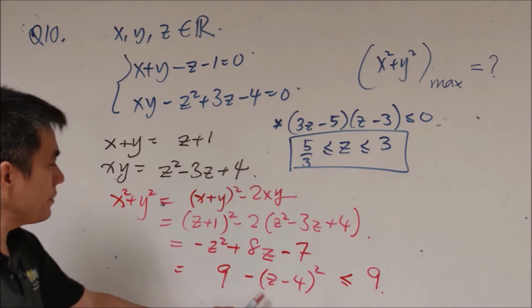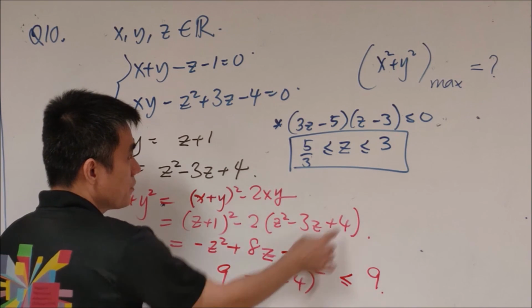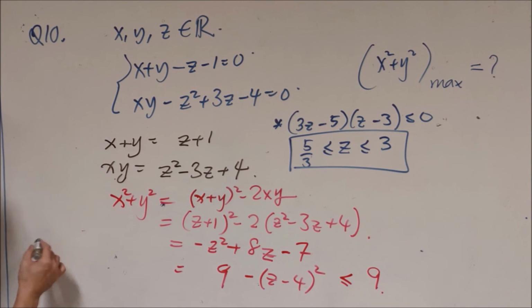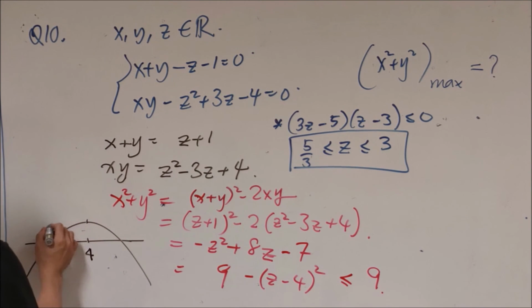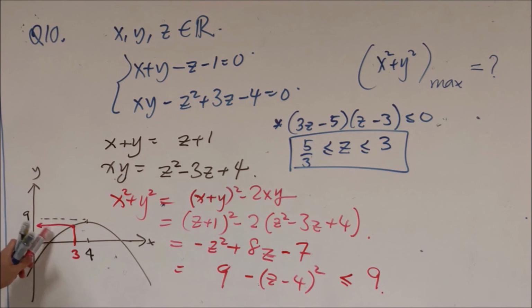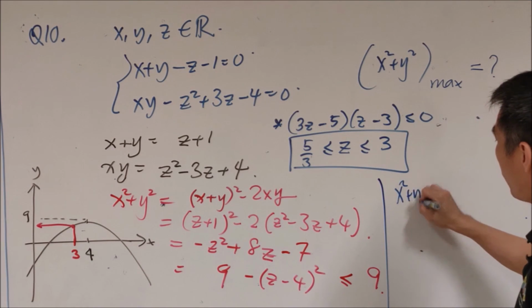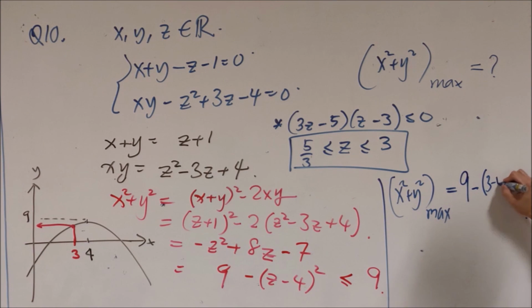But we are unable to get the value of 9 because z cannot be equal to 4. So when we look at this again, where this is 4, then you have a 9. The maximum value will be obtained when z is equal to 3. And therefore, x squared plus y squared maximum is 9 minus 3 minus 1, and therefore this is equal to 8.